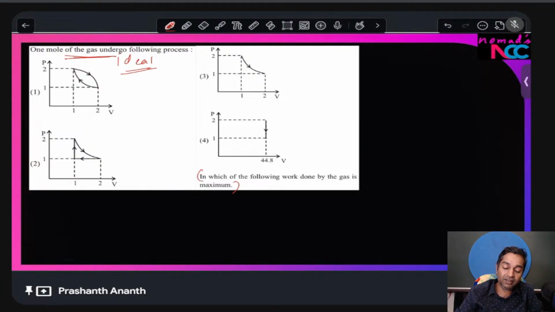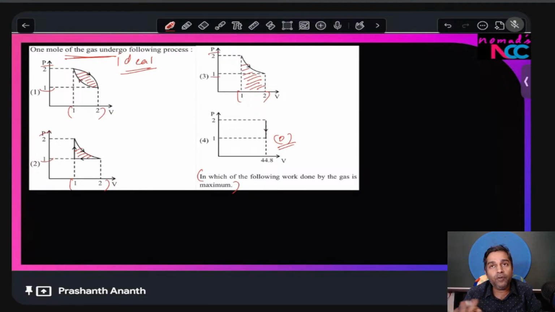Work done in the first case is just the area under this graph over here. Area under this graph over here. Area under this full graph over here. And here, 0. Why? Because area under the graph is not applicable here. So in all of the cases it's 1 to 2, 1 to 2, 1 to 2 and 1 to 2 up over here.